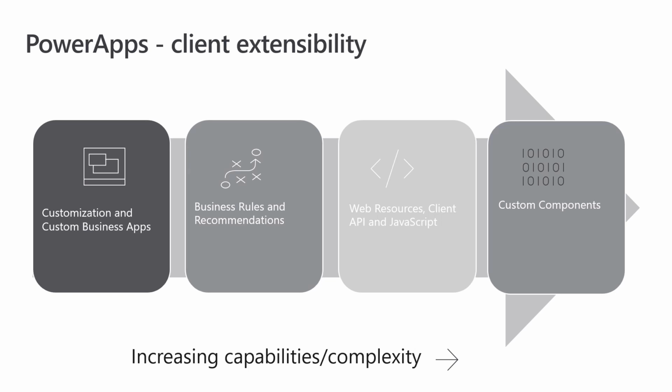From there, we move into the third box, which is web resources, client API, and JavaScript. And effectively, that's where we transition from low-code approaches to more high-code, more traditional development techniques. Web resources have been a staple of the platform for quite some time and are being replaced by custom components. We'll see that shift happen as the custom components take on more of a role in building out the custom user experiences. But web resources are still viable today.